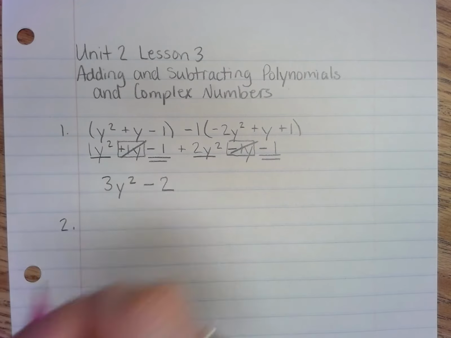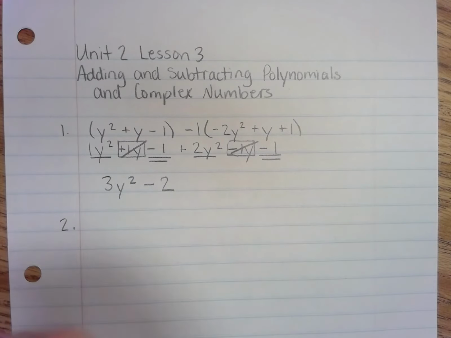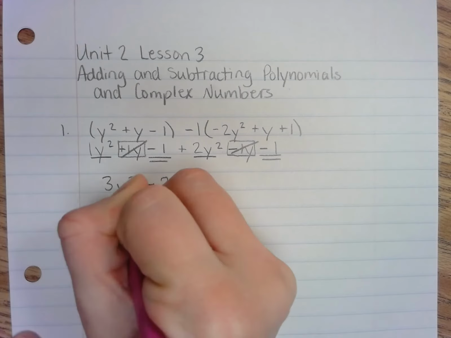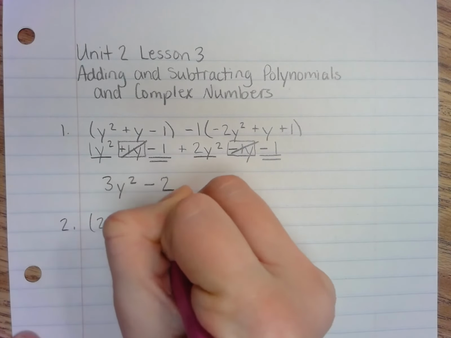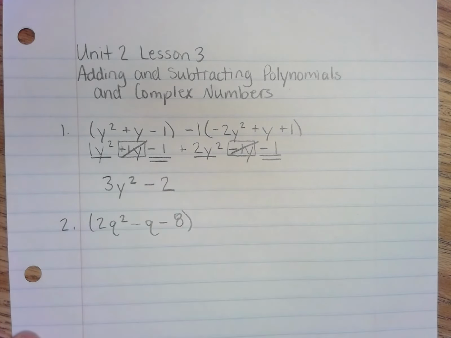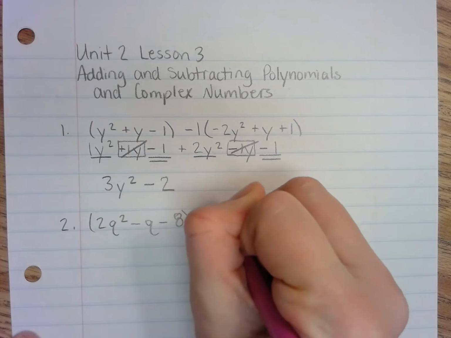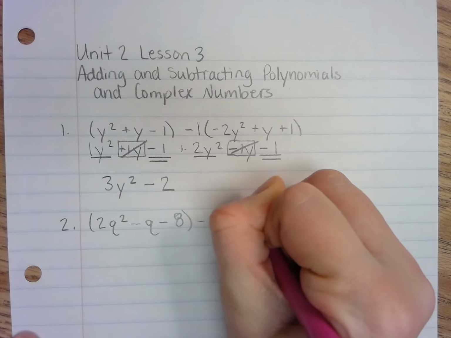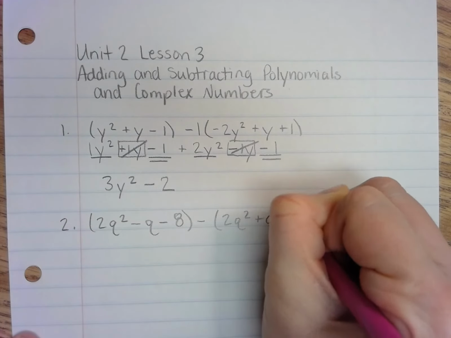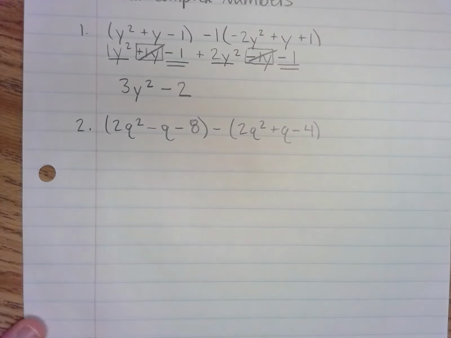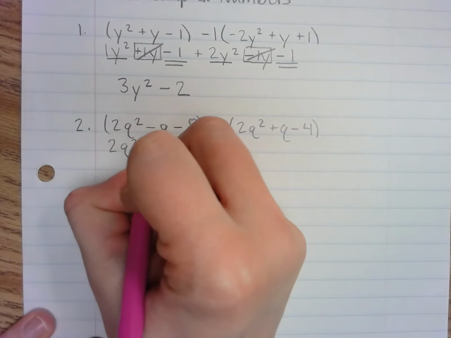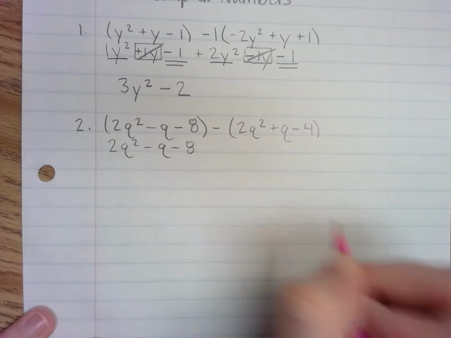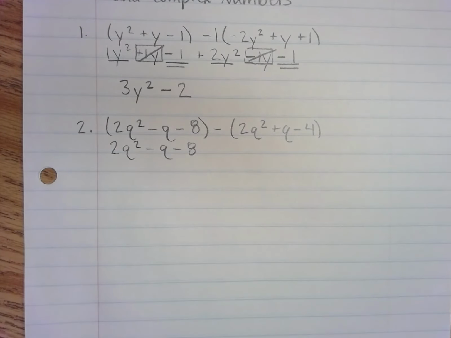Let's look at another subtracting problem. Here we have 2q squared minus q minus 8. We're going to take that trinomial and subtract 2q squared plus q minus 4. So again, the first parenthesis stays as it is: 2q squared minus q minus 8. And it's fine to keep the parentheses or not around the first polynomial, but they're not necessary any longer, so you can drop those parentheses.